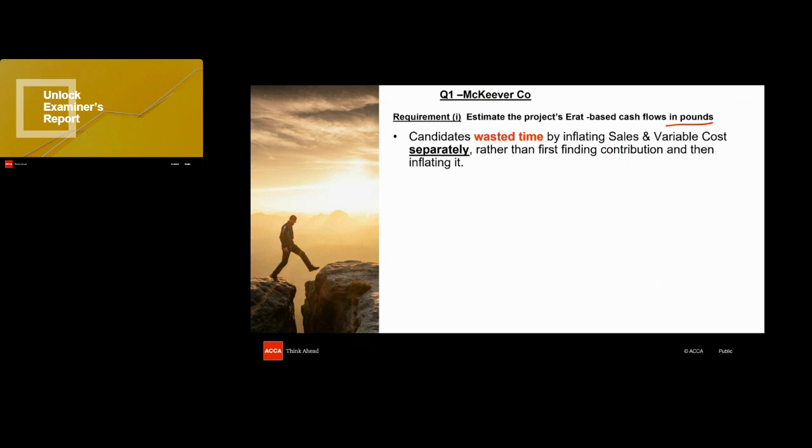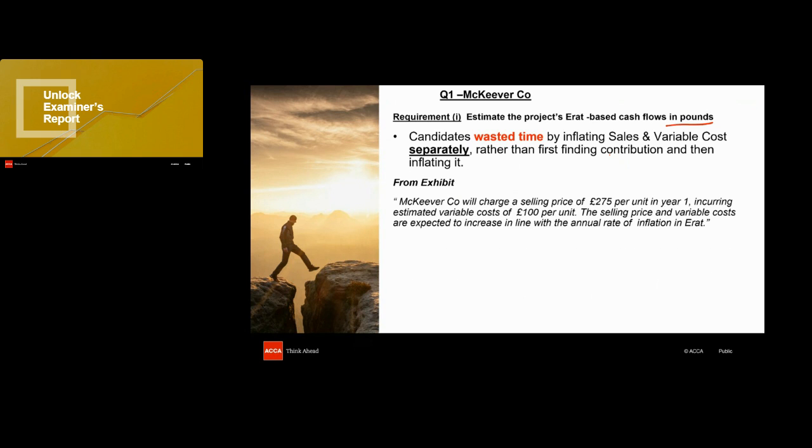And in this particular question, let me take a small part from the exhibit. The exhibit went across like this. McKeever company will charge a selling price of pound 275 per unit in year one, incurring estimated variable cost of pound 100 per unit. The selling price and variable cost are expected to increase in line with the annual rate of inflation in Iraq.